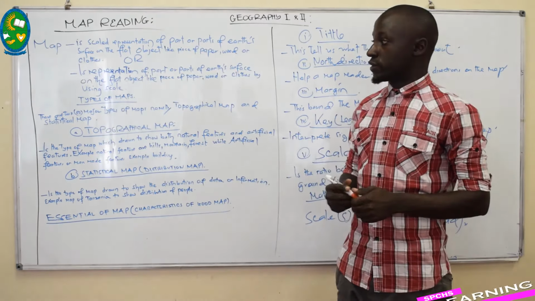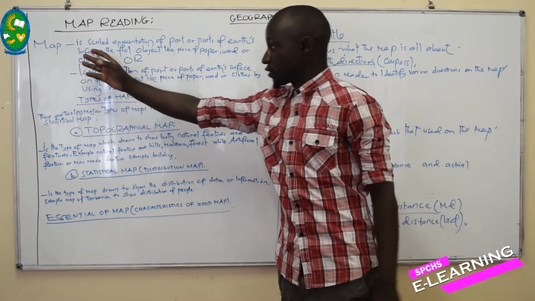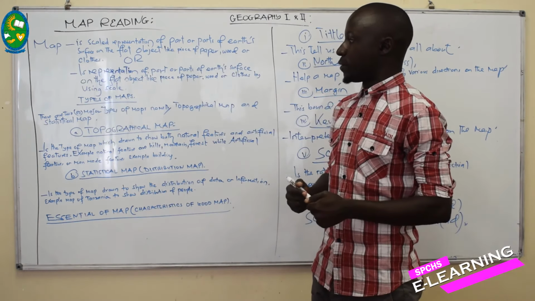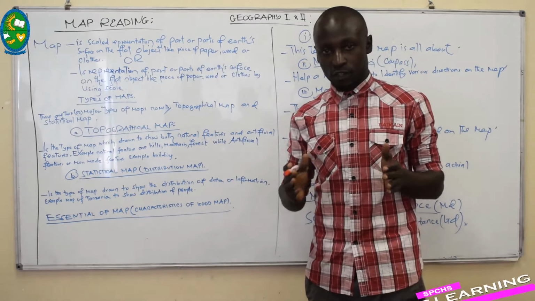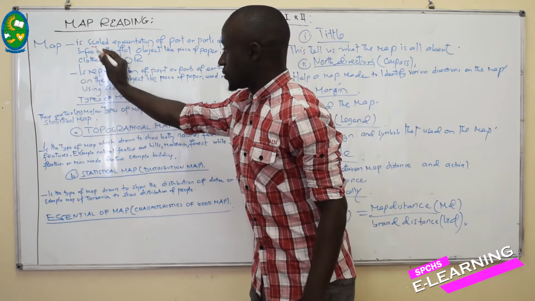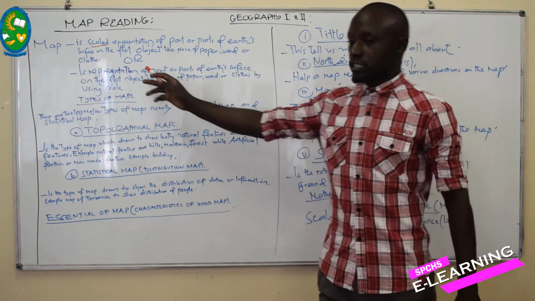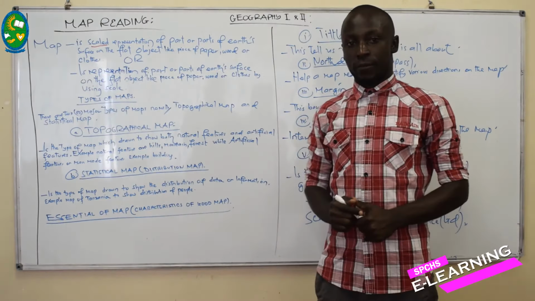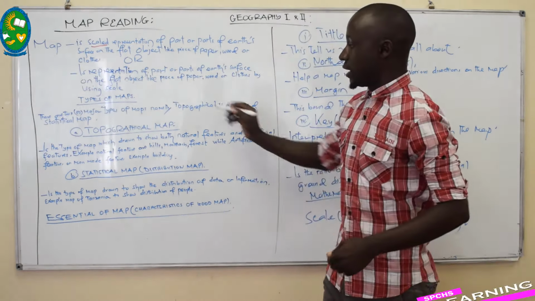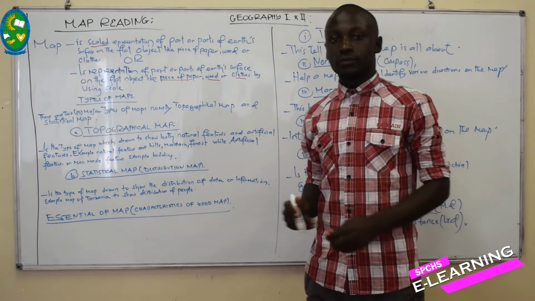So first of all, we are going to understand the meaning of map. Map refers to a scale representation of part or parts of the earth's surface on a flat object like a piece of paper, wood, or cloth. That is the definition of map. In your definition of map, make sure that the word scale is there, because you cannot draw a map without scale. Another definition of map is: map refers to representation of the part or parts of the surface on a flat object like a piece of paper, wood, or cloth by using scale.